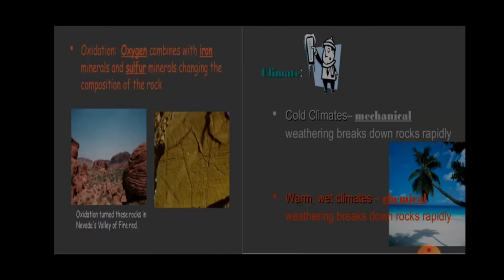So the next one is oxidation. Oxygen combines with iron minerals and sulfur minerals, changing the composition of the rock. Note the climate for the two types of weathering: in cold climates, mechanical weathering breaks down rocks rapidly. In warm, wet climates, chemical weathering breaks down the rocks rapidly.